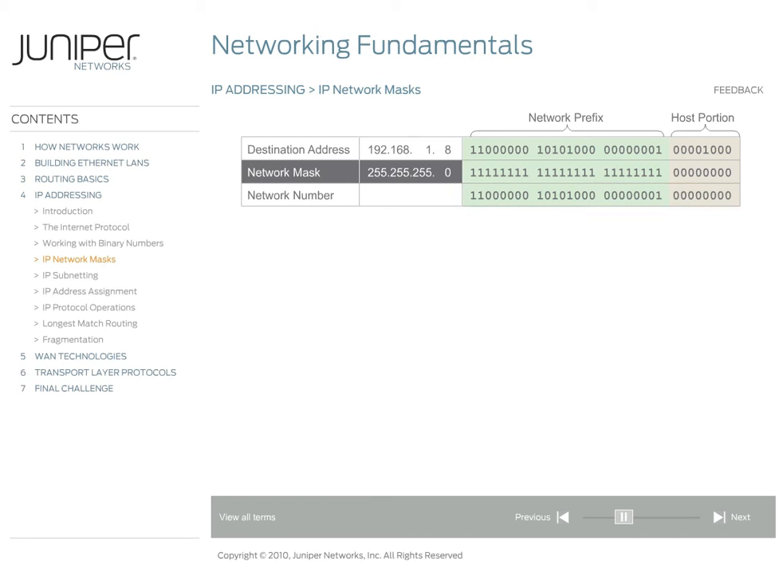Like IP addresses and network masks, though, the network number is usually represented in decimal form, as shown on screen. Note that representing the network mask in decimal form can cause confusion because the network mask is not actually an address.